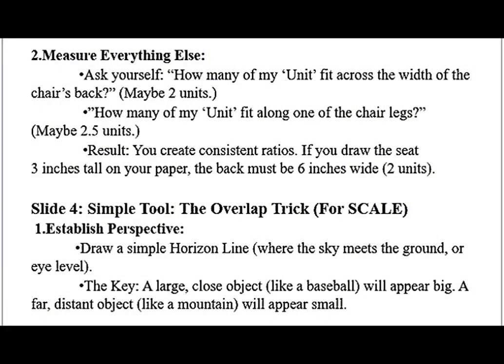Number 2, measure everything else. Ask yourself, how many of the unit fit across the width of the chair back? Maybe 2 units. How many of the unit fit along one of the chair legs? Maybe 2.5 units. The result, you create consistent ratios. If you draw the seat 3 inches tall on your paper, the back must be 6 inches wide, or 2 units.